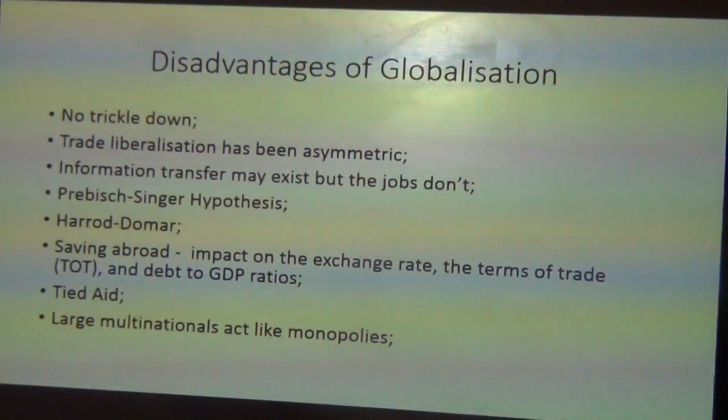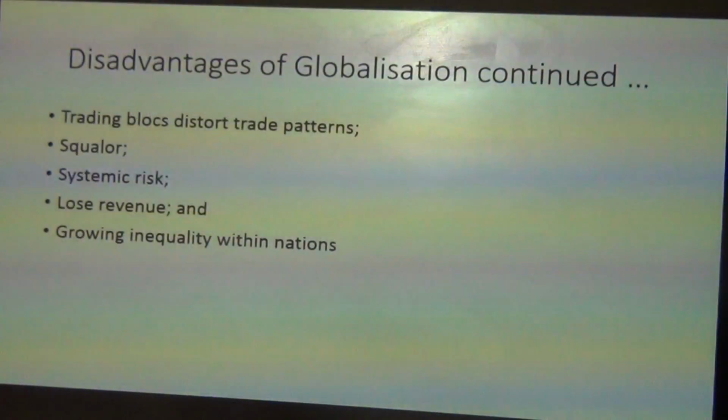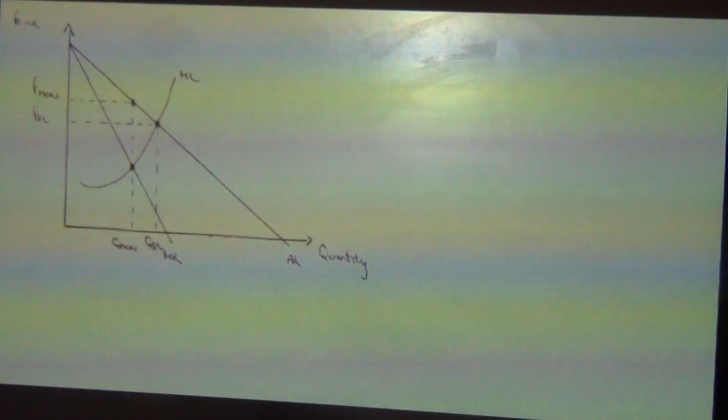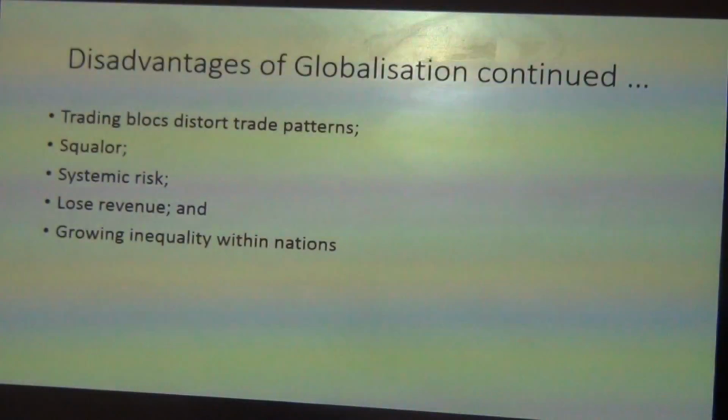Next disadvantage, tied aid, mentioned that in a previous video. Large multinationals acting like monopolies. No need to draw this diagram again, but you can make reference to this diagram and say, okay, these large multinationals behave like monopolies, so they restrict output, and prices go up. And of course that is detrimental to consumers.